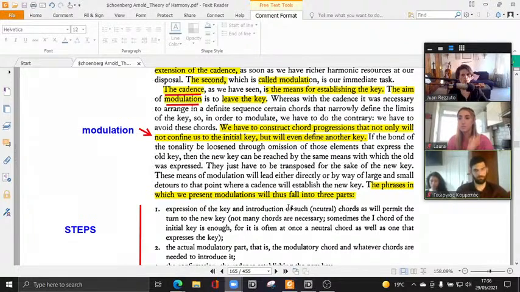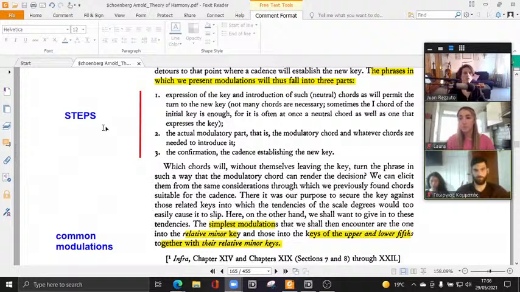Let's carry on with the steps. 1. Expression of the key and introduction of such neutral chords as will permit the turn to the new key. Not many chords are necessary. Sometimes the tonic chord of the initial key is enough, for it is often at once a neutral chord as well as one that expresses the key. Now let's stay a moment there.